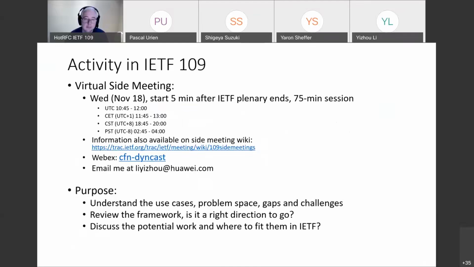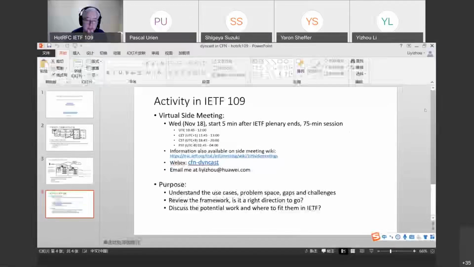The WebEx can be found here, and also on the side meeting wiki, whose URL is here. The purpose is to understand the use case problem space and review the framework, and also discuss the potential work and where to fit it in IETF. You're welcome to join us. Thank you. Thank you very much.